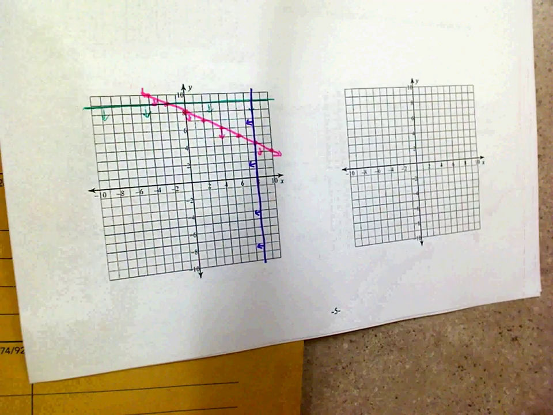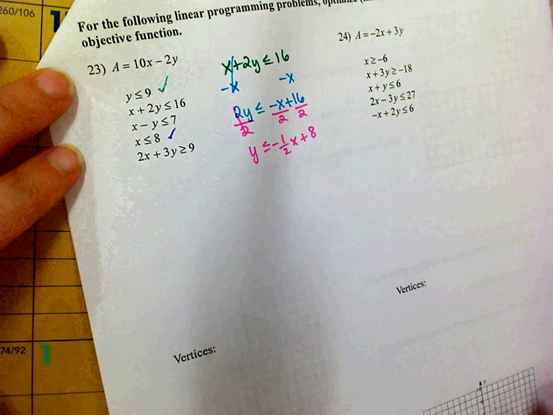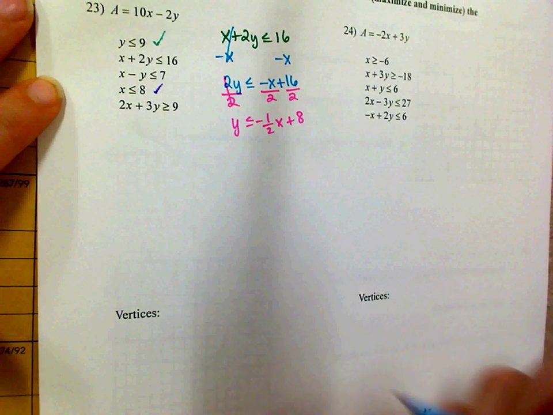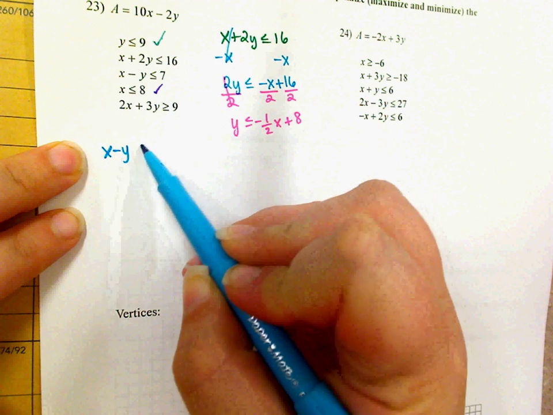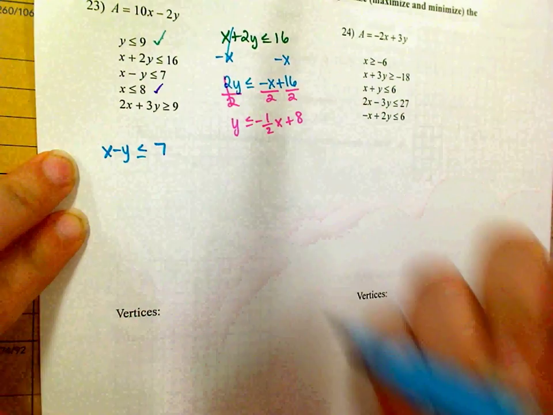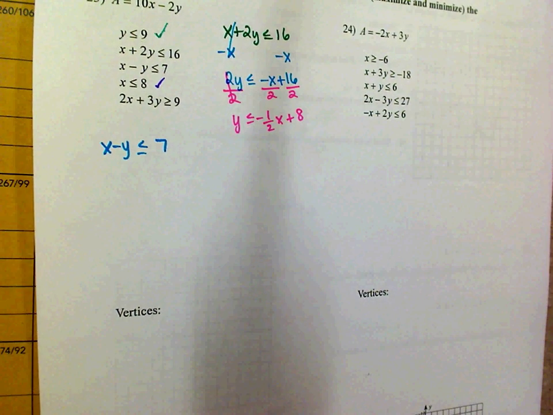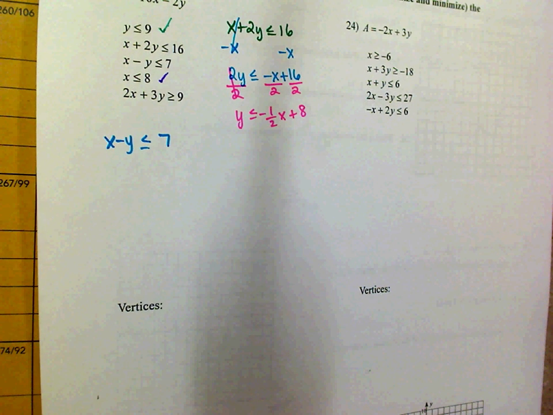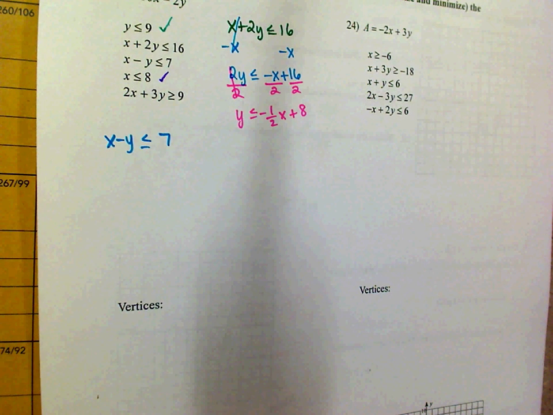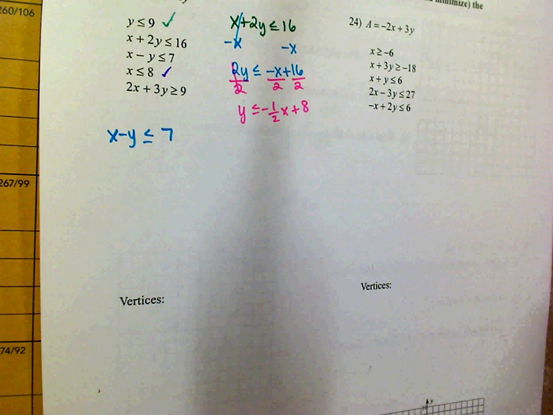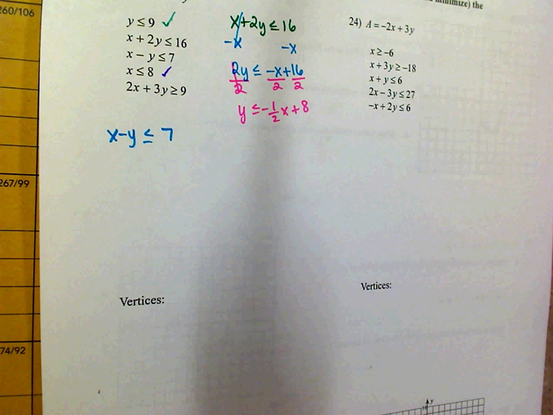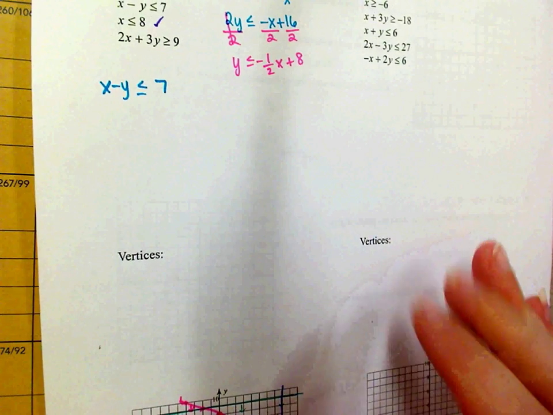Okay. The next inequality that we're going to solve for y is x minus y is less than or equal to 7. It is very important that you guys write these down, because if you just think you can draw it without thinking about it, then you're going to miss things. You want to solve for y, right? How do I solve for y?